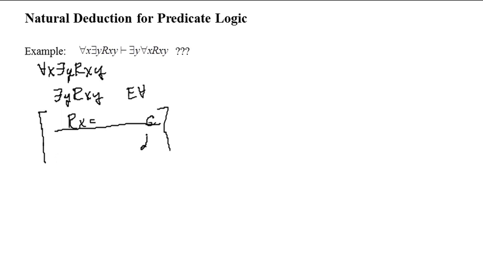Maybe I need a new constant d. Let's introduce a new constant d. I'm going to attempt to prove the universal statement for all x Rxc. Now, if I do that, I need some way to basically substitute d for x. I mean, that's what I'd like to do. But notice I don't actually have a universal quantifier applied to x here. So I'm kind of stuck.